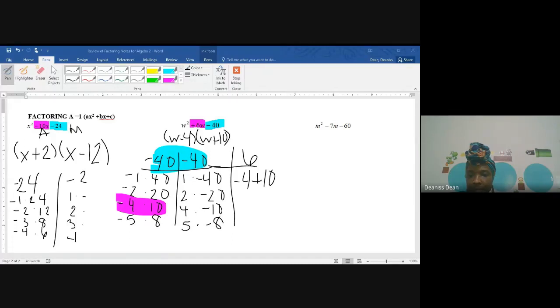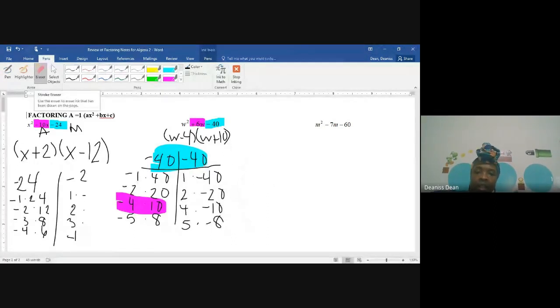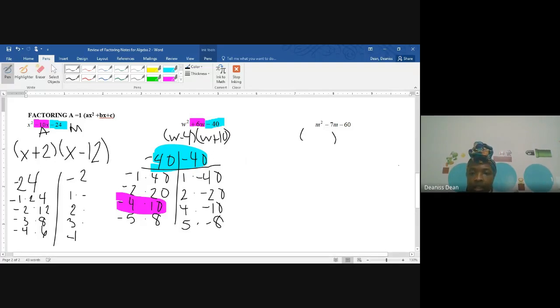Yep. Okay. All right. This is the last example and we're done. All right, so we have m squared minus 7m minus 60. So same principle. GCF here is 1, so I don't worry about the 1. I'm going to go ahead and write the 2 sets of parentheses, m and m, because I have this m squared.